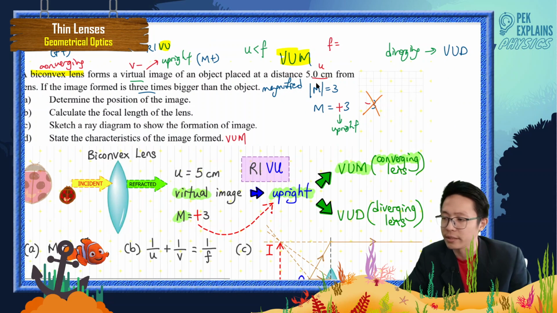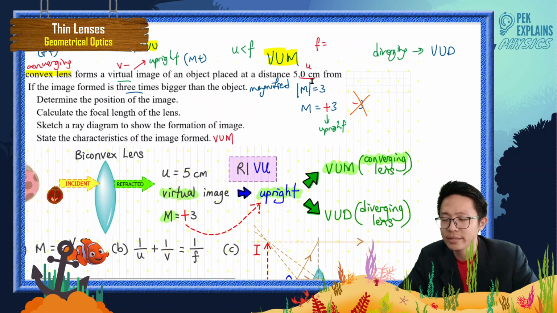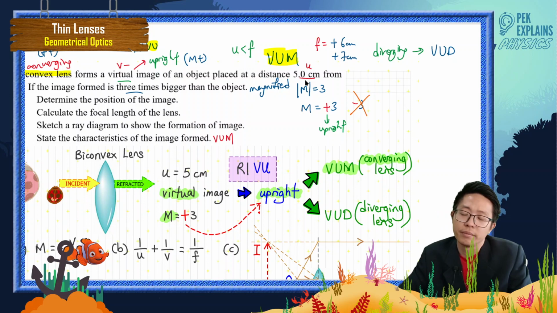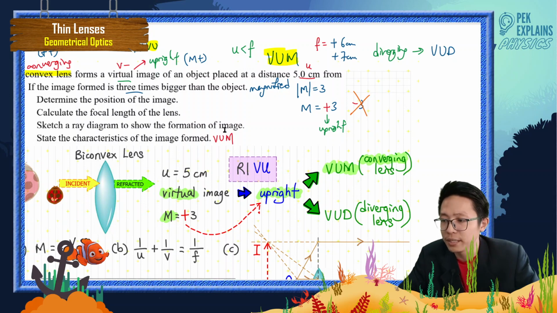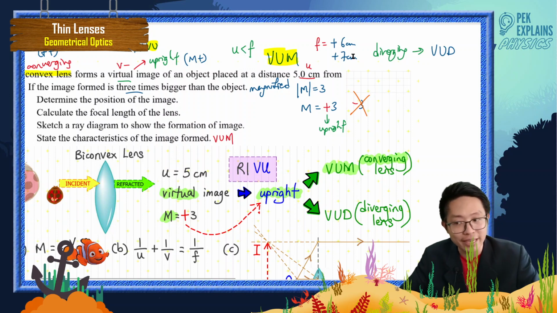So that means the u is less than f. Since the u is already 5 cm, that means the f can be positive 6 cm, can be positive 7 cm, as long as bigger than 5 cm. Understand or not? The u must be less than this focal length. This is the thing I know. Yeah. So is my guess correct?